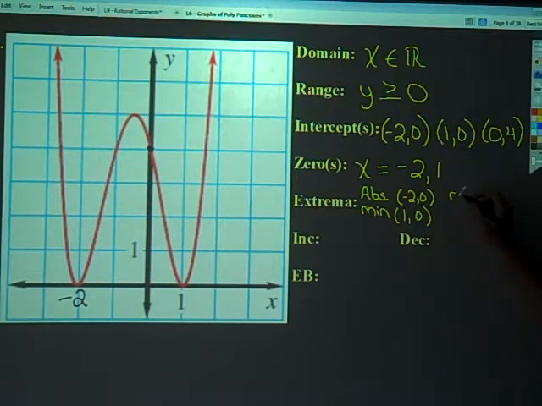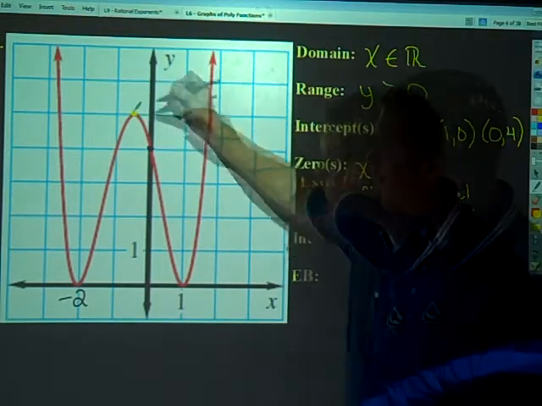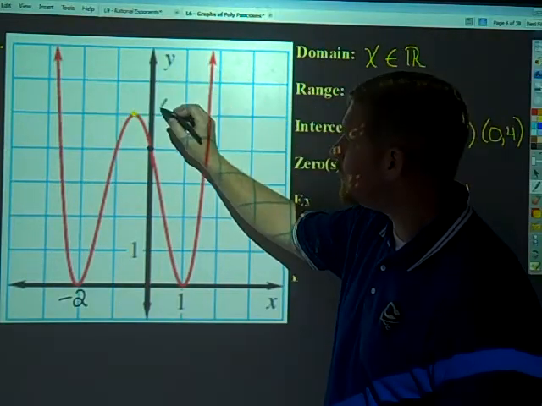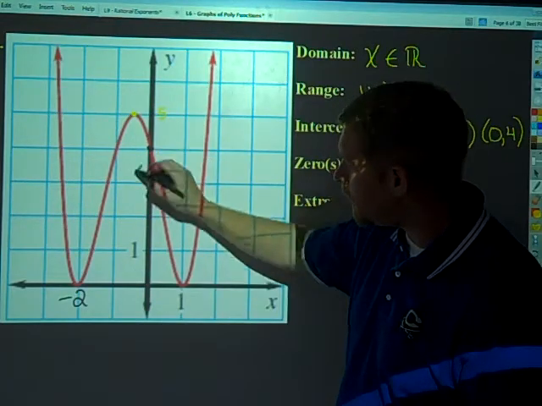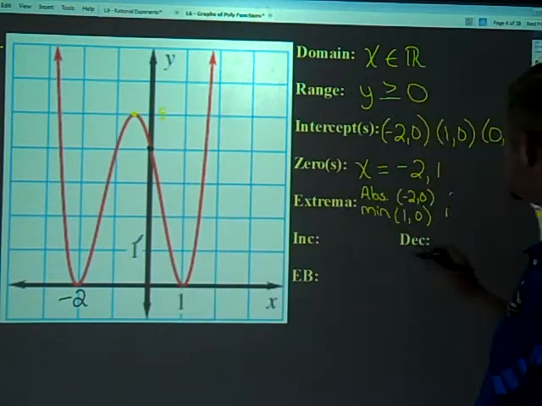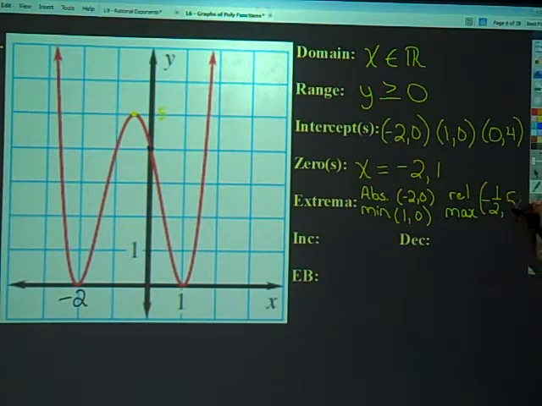I have a relative maximum, excuse me, at this point here. At this location, we're up here at 5, and over here at about the -1/2 area. So once again, you can just estimate your relative maximum is going to be (-1/2, 5).